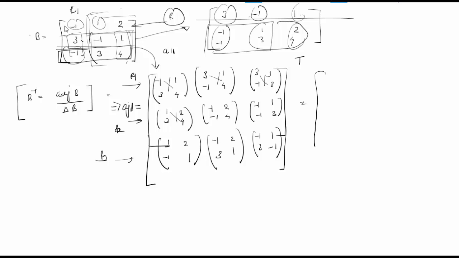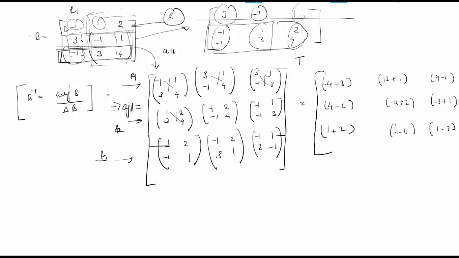So what I will get is minus 4 minus 3, 12 plus 1 and 9 minus 1 and 4 minus 6 and minus 4 plus 2 and minus 3 plus 1 and 1 plus 2 and minus 1 minus 6 and 1 minus 3.